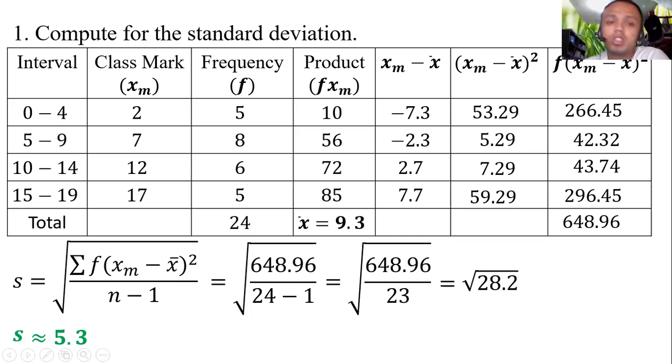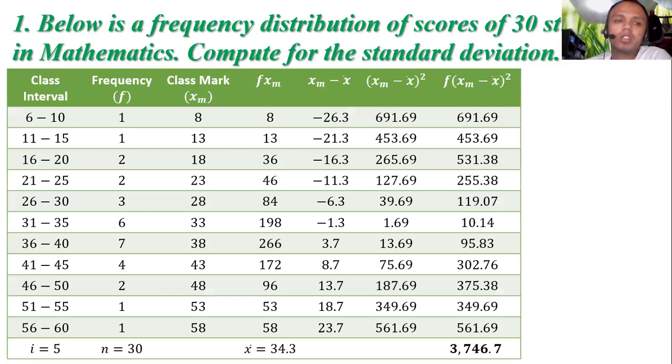So that's simple for the standard deviation. As long as you get the variance, get the square root of the variance, and then the answer is the standard deviation. Now, let us have an exercise.